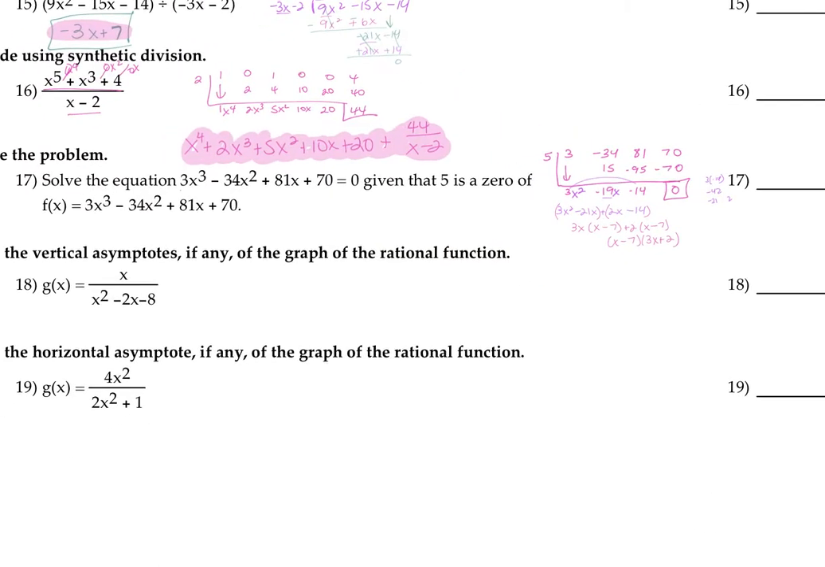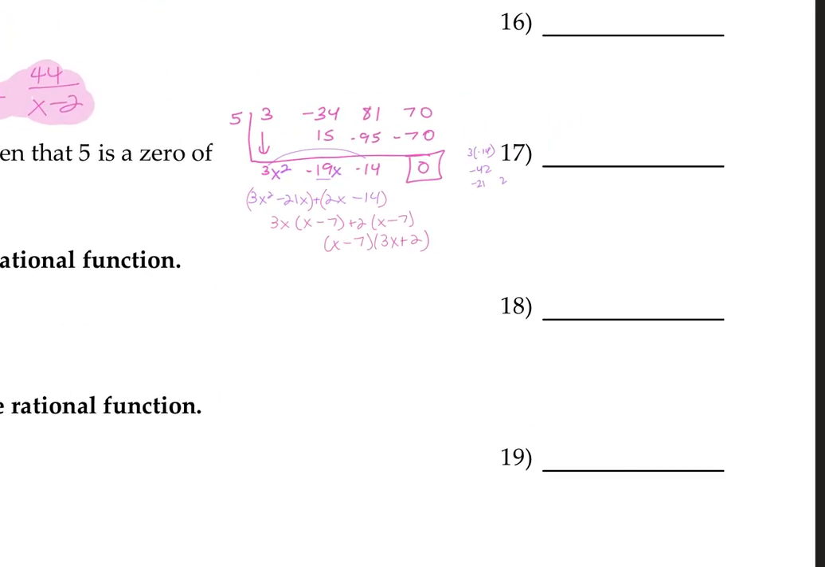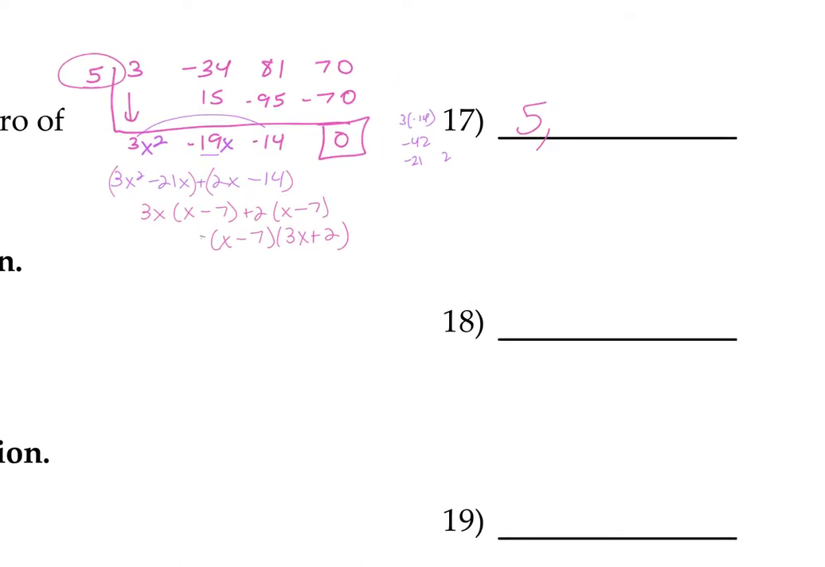So because it says to solve, it wants all the zeros. It wants the 5 that came from what was given and outside the synthetic division. And then I would set these equal to 0. And I'd get x equals 7 and 3x equals negative 2 and x equals negative 2/3.